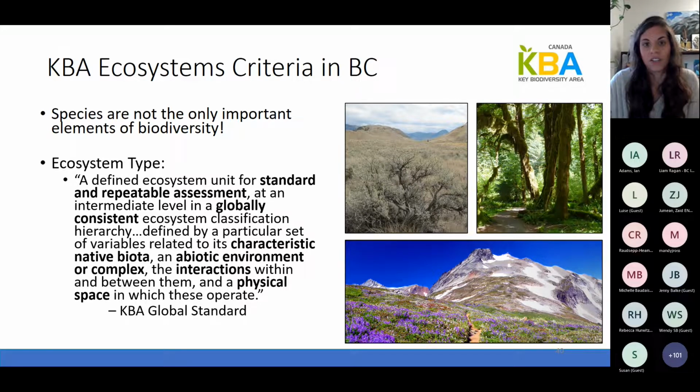Being that the KBA initiative is a global program, we do need a consistent definition of what an ecosystem actually is across the world. So within the KBA Global Standard, we have this definition of an ecosystem type: a unit for standard and repeatable assessment at an intermediate level in a globally consistent ecosystem classification hierarchy. That's important because there are many different ways of classifying ecosystems, so we do need this consistency across the world. Ecosystem types are defined by a particular set of variables related to characteristic native biota, an abiotic environment or complex, the interactions within and between these, and a physical space in which these operate. So more than just a single species, an ecosystem represents a community. Next slide.